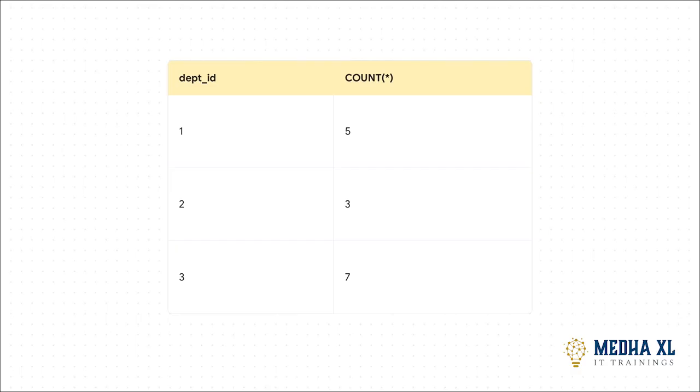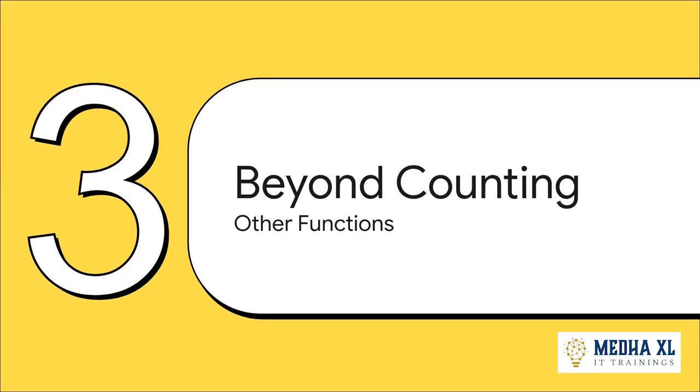And bam, look at that. All that chaos from before is now this beautiful, simple, easy-to-read summary. We can see in a split second that Department 1 has 5 people, Department 2 has 3, no more guessing, no more scrolling. We ask our data a question, and it gave us a straight answer. How cool is that? But wait, there's more. Counting is awesome, but it's just scratching the surface. SQL has a whole bag of tricks, other functions that let us ask even smarter questions.